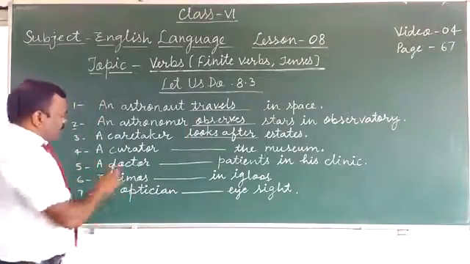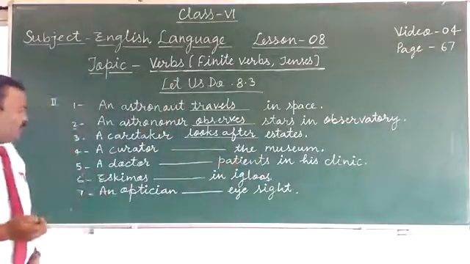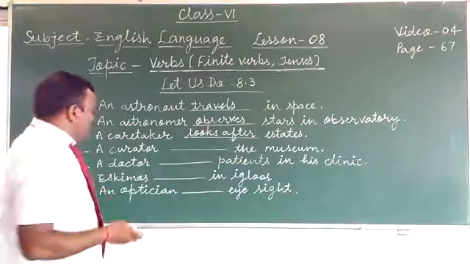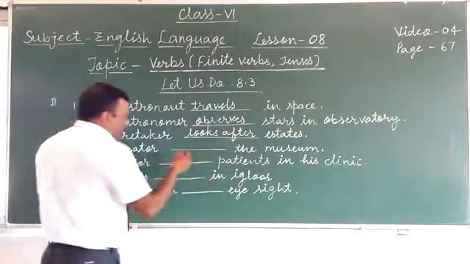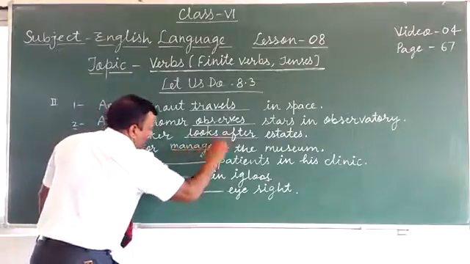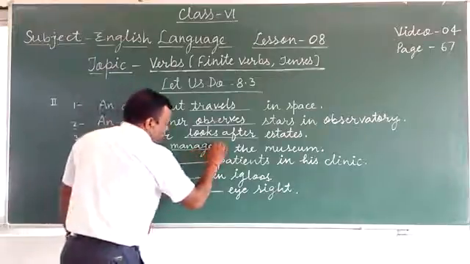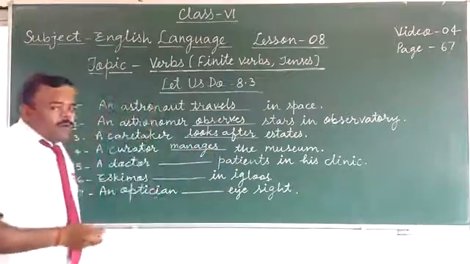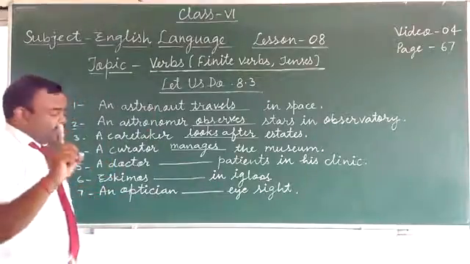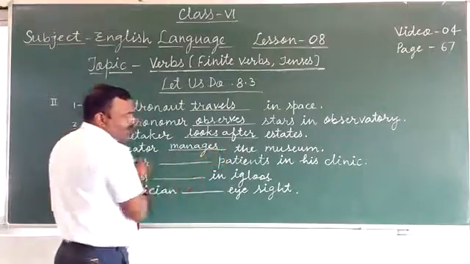Fourth: a curator the museum. So what does the curator do in the museum? What is his duty? He manages. Manage is the first form. Manage is the first form, so we add s. Already given, so s is added. Why? Because here also the subject, a curator, is singular. So we will use a singular verb, which means we will add s.